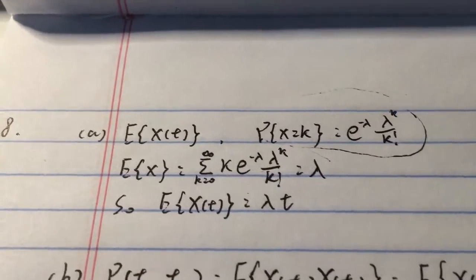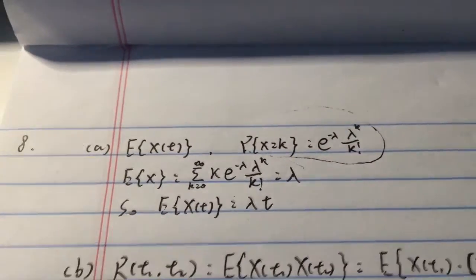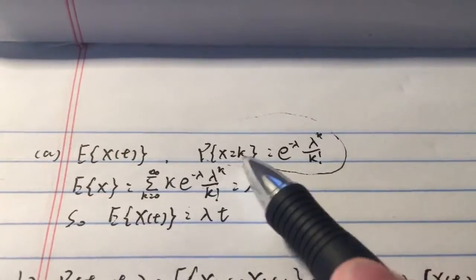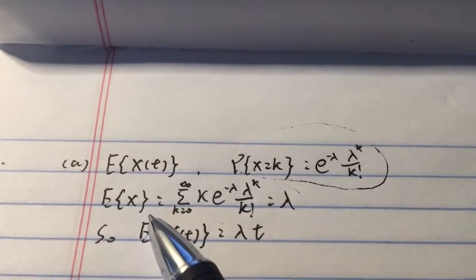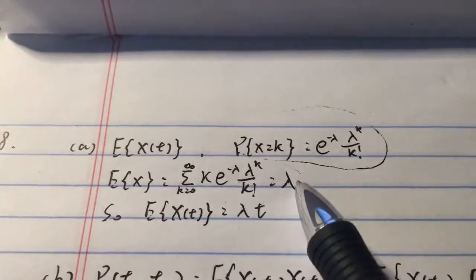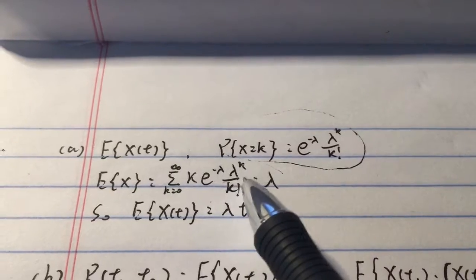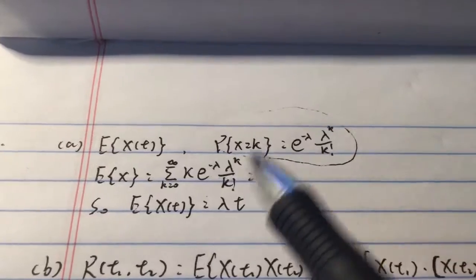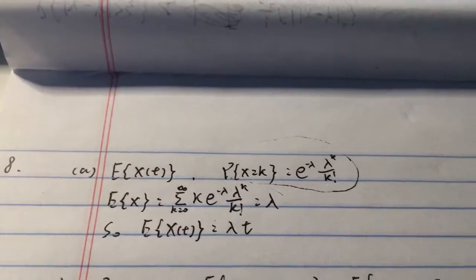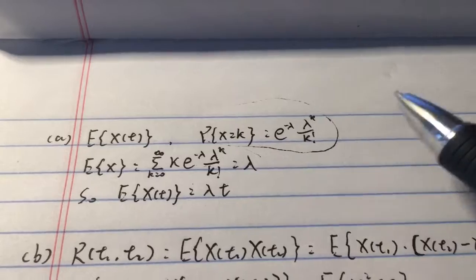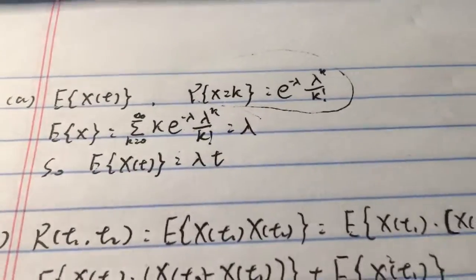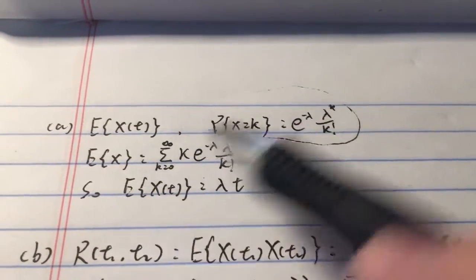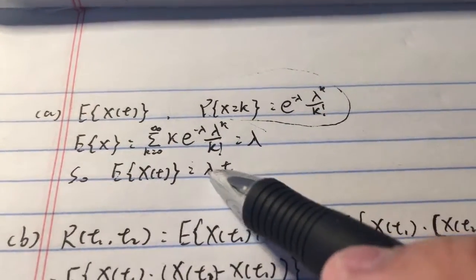From the past lecture, we know the probability of the Poisson process should be like this, and we also know the expected value of the Poisson process should be lambda. It's a standard form of the Poisson process. So the expected value, the mean, should be lambda. It's for a single random variable, and for the stochastic process, the expected value of xt should be lambda t.